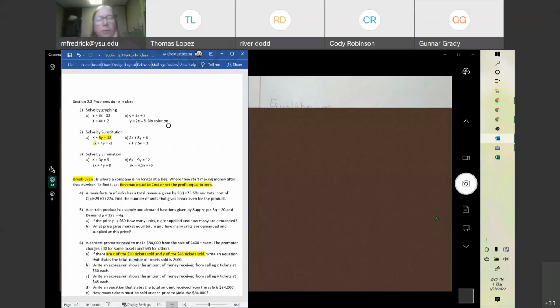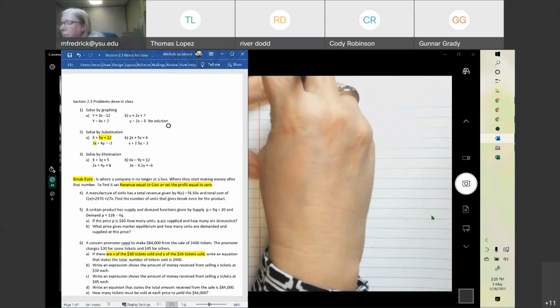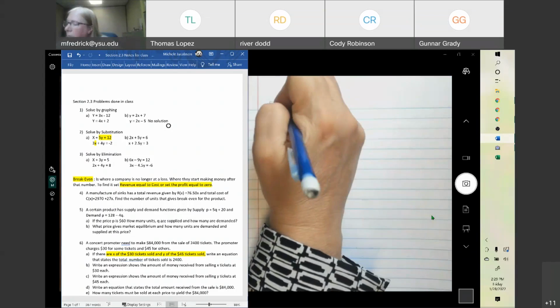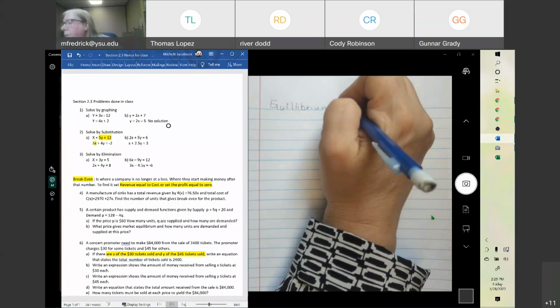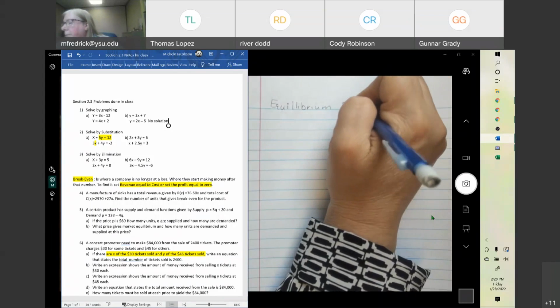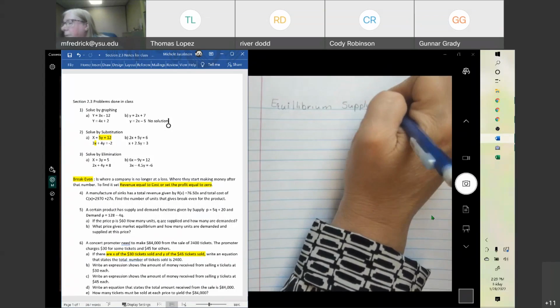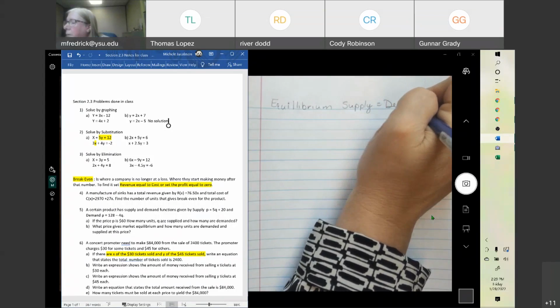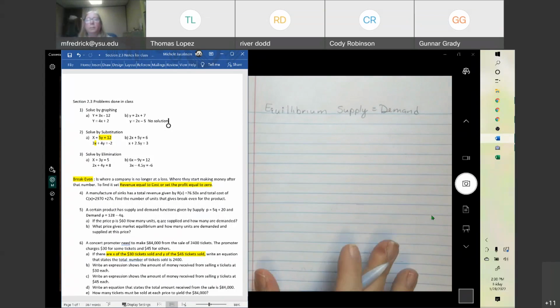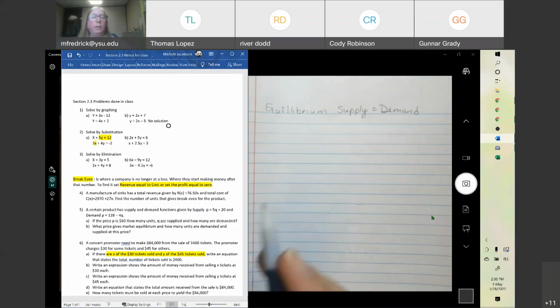The equilibrium is when the supply equals the demand. So we want those two equations to intersect at a point. And B asks you to find the equilibrium. To do that, we set the two equal.